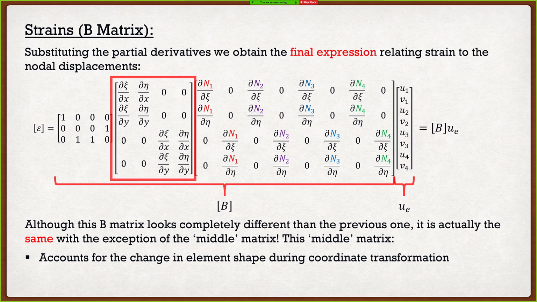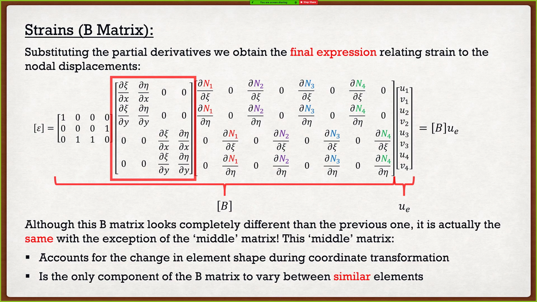So remember that this middle matrix here is based on the Jacobian, which accounts for that change in the element shape between our transformations. Now, it's also the only component of B to change between similar elements. Now, why did I highlight similar? Well, by similar, I mean 4-node elements. If all of our elements are 4-node or linear quadrilateral elements, this B matrix is going to stay the exact same, with the only difference being that middle matrix updating between elements.